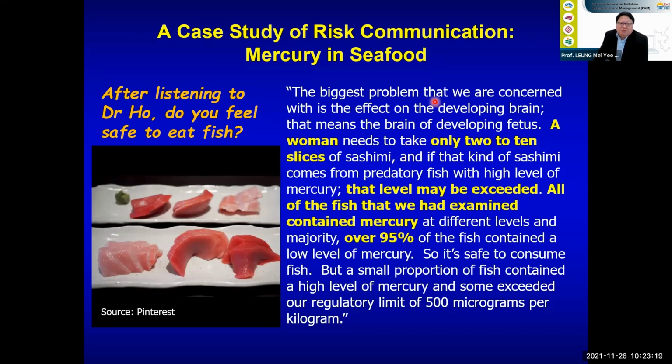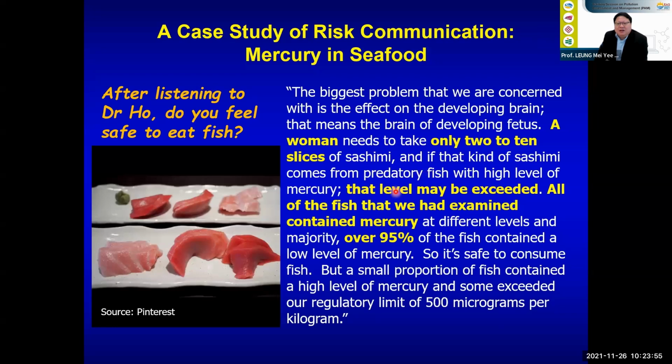Then I have a question, because in any sashimi restaurant, the size of the slice would be different. In Hong Kong, some sashimi restaurants actually have a very large slice. This is not really good for risk communication. It's better to use a standard unit, like how many grams you eat, rather than using this jargon, slice. And what kind of predatory fish, he didn't mention.